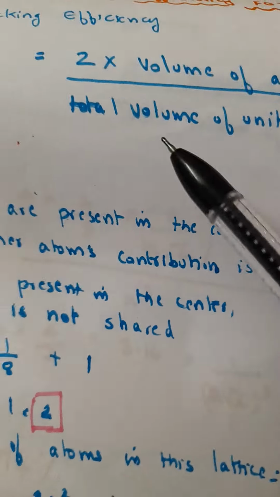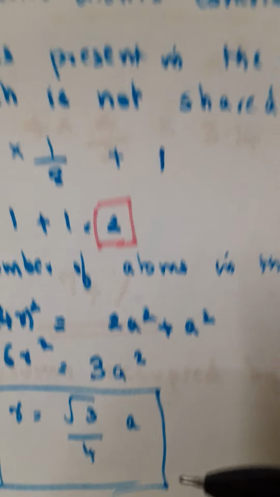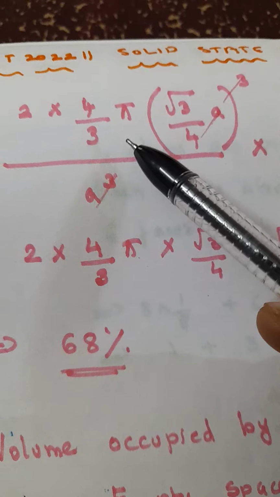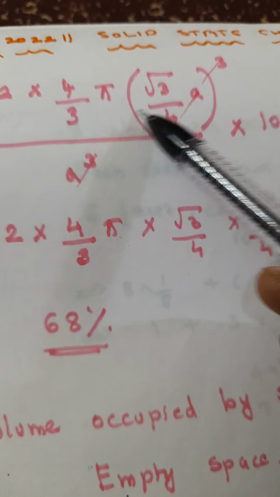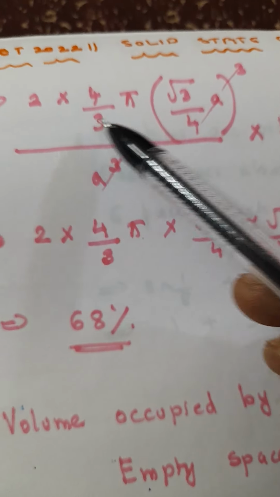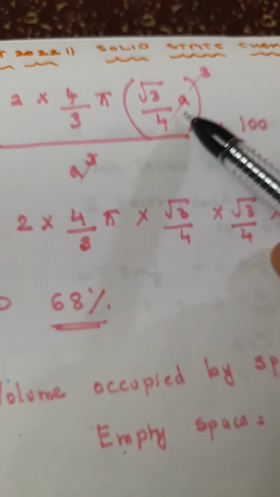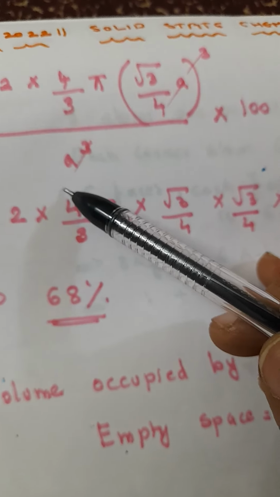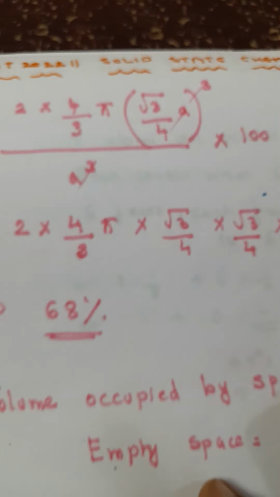So what is the total number of atoms? That is 2. Then we have got the radius also, that is root 3 by 4a. Now we will substitute here Z into, see this is in the form of a sphere. So what is the volume of a sphere? 4 by 3 pi r cube. So 2 into 4 by 3 pi, r is root 3 by 4a, the whole cube, divided by volume of one cell, that is for a cube it is a cube, that into 100.